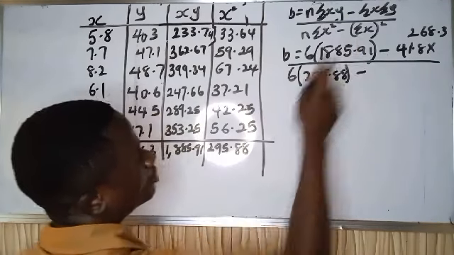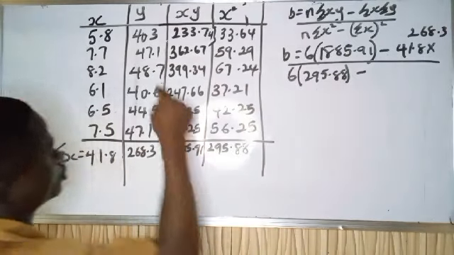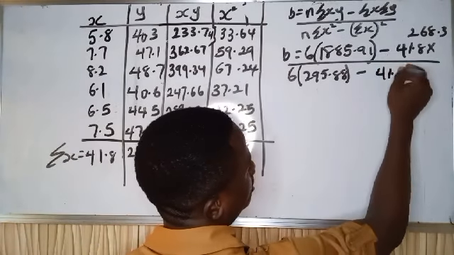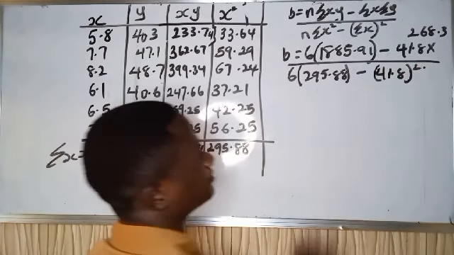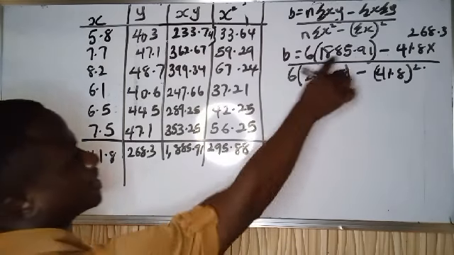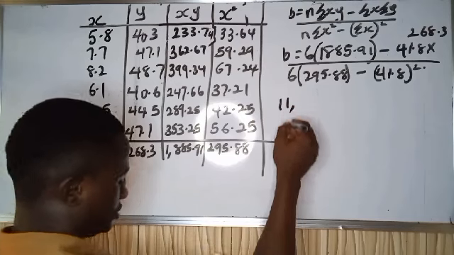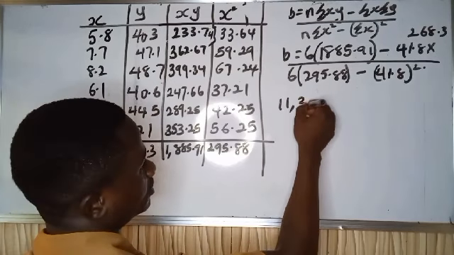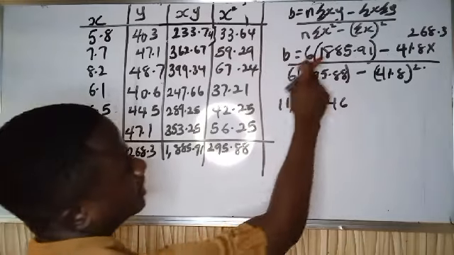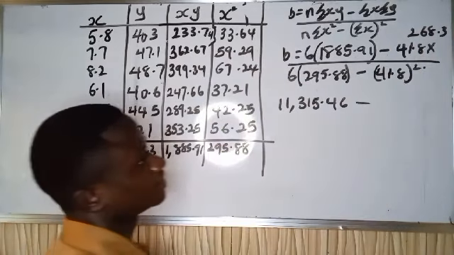295.88 minus the summation of X, which I will now square. The summation of X is 41.8, so 41.8 all squared. Going by this, if I multiply 6 times this, I'm going to have 11,315.46.